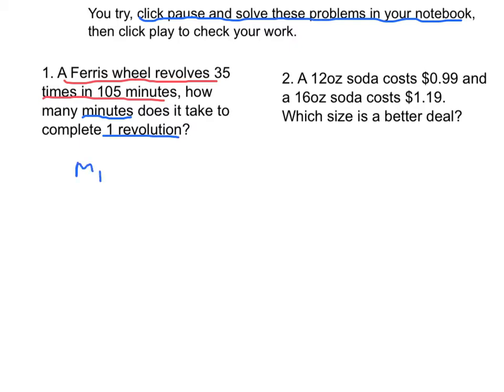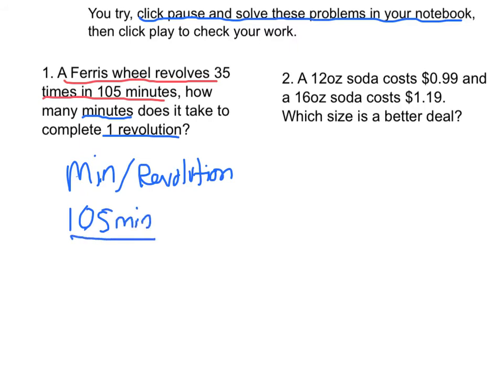It wants me to find the number of minutes per revolution. So I'm going to build my rate, and I'm going to put minutes on top. 105 minutes per 35 revolutions. And I'm going to convert this to a unit rate, because then I'll have how many minutes it took per one revolution. So I'm going to divide 105 by 35.